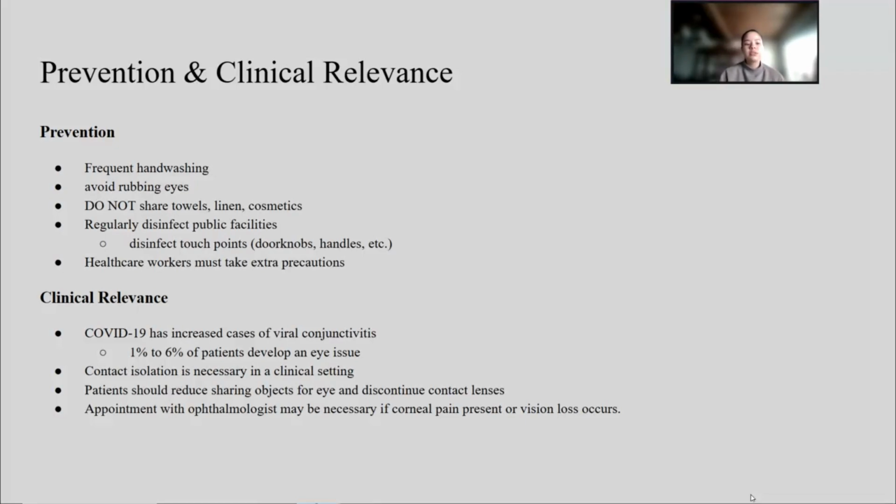The clinical relevance: COVID-19 has increased cases of viral conjunctivitis. 1 to 6% of patients develop an eye issue. Contact isolation is necessary in a clinical setting. You do not want someone that is infected with viral conjunctivitis to be around others if they are not containing the infection. Patients should reduce sharing objects for the eye and discontinue contact lenses, as that can keep the infection in the eye and prolong it. An appointment with an ophthalmologist may be necessary if corneal pain is present or vision loss occurs.